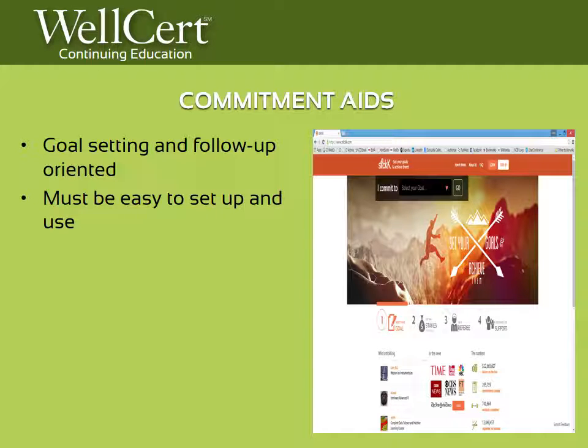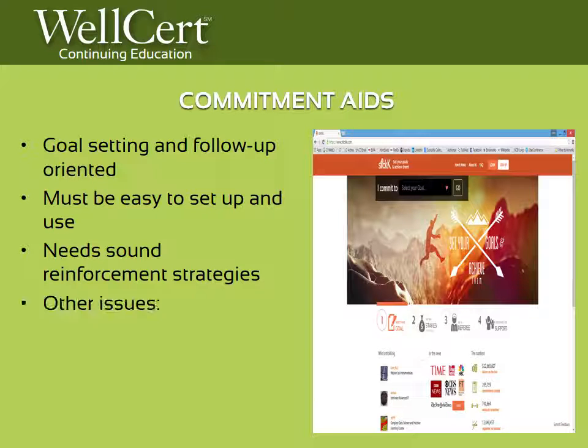These must be easy to use and easy to set up. So that's our challenge when we come to look at these various free apps and free online resources that are used. It also needs a sound reinforcement strategy. So we need to be able to have a reinforcement strategy that works in terms of our own preferences and our own desires around the achievement of a specific wellness goal. Those are the big issues, those 3.